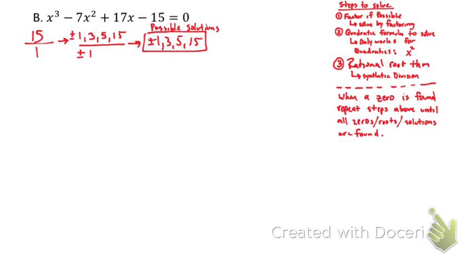So synthetic division, we'll take our coefficients without skipping a power. So we have 1, negative 7, 17, and negative 15. And the first option I want to try is our first possible solution. I'm going to try positive 1. And our goal is to get 0 here. If we don't get a 0, then we got to choose another possible solution. So let's go through the work.